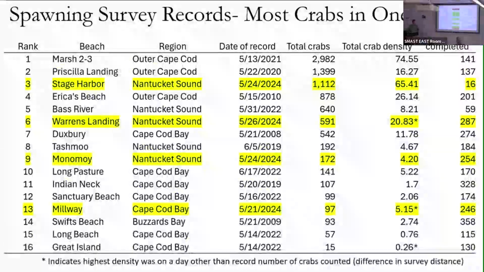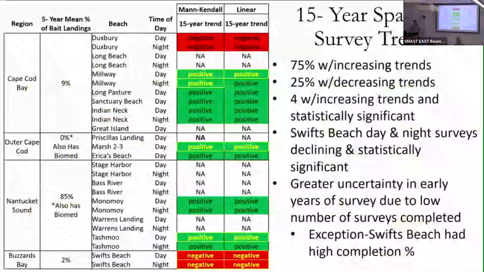So you get 15-year spawning trends. 75% have increasing trends, 25% are decreasing. There are 4 statistically significant trends that are increasing. Swift's Beach day-night surveys are declining and statistically significant. There's greater uncertainty in some of the early years of the survey because a lot of them had a lower percentage of surveys covered, but that's not the case with Swift's Beach. Swift's Beach is pretty well covered.